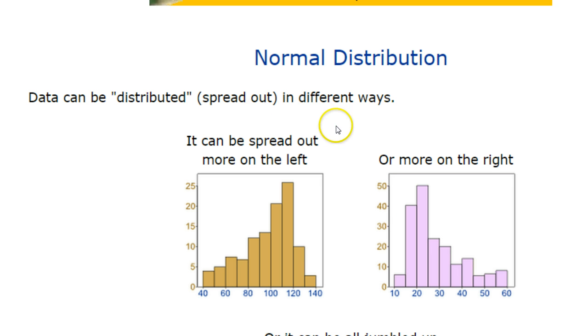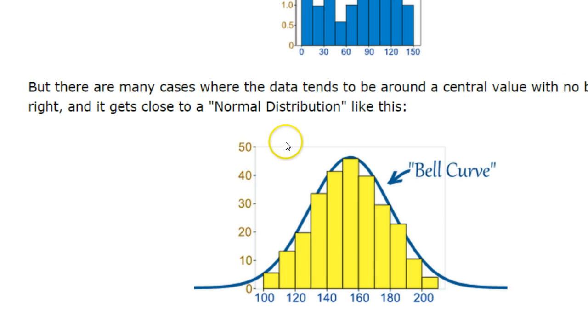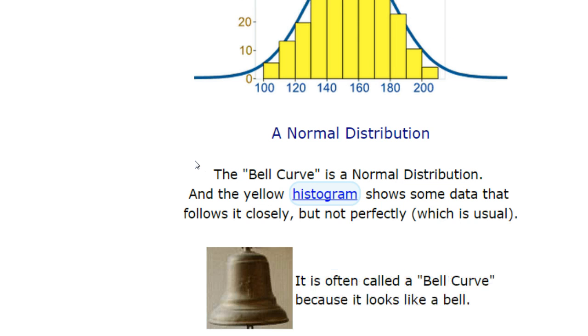Data can be distributed, spread out in many ways. It could be more to the left, or more on the right, or it can be all jumbled up. But there are many cases where the data tends to be around a certain value with no bias left or right, and it gets closer to what is called a normal distribution, which is a bell curve-like effect. In other words, a little bit more than half of your data is in the middle, and then it spreads out as you get around, and there's no bias on top or bottom. That's called a normal distribution.